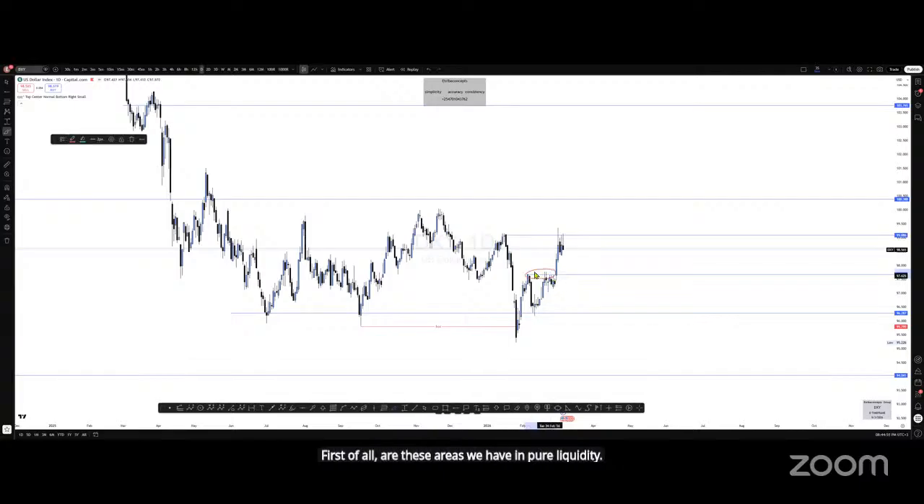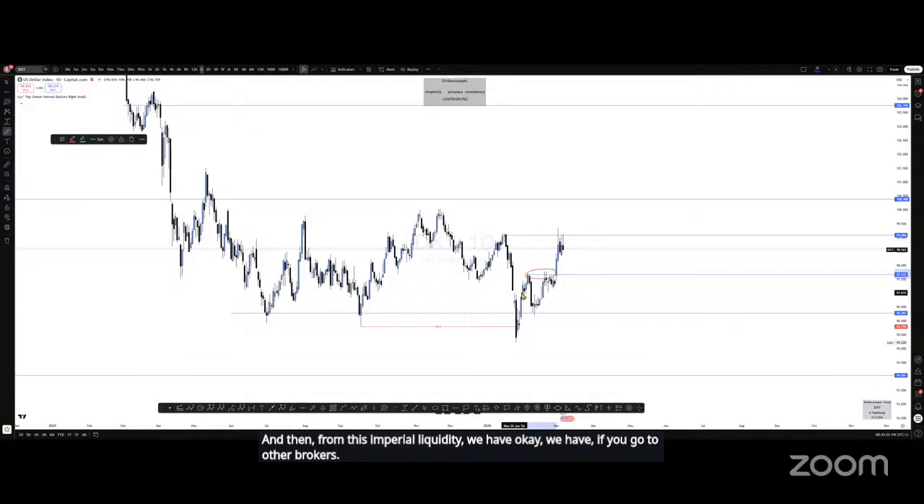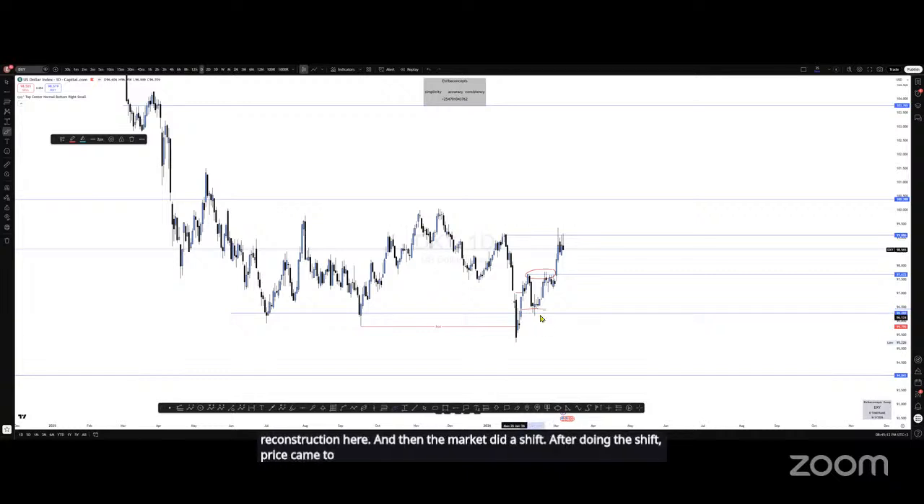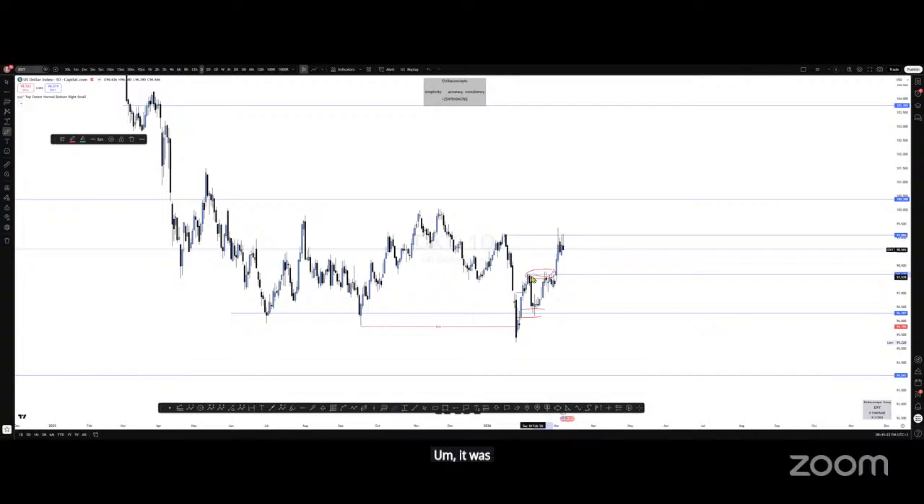And then from this impure liquidity, if you go to other brokers, clearly we had a high here that caused this low, this high. There's a break of structure here. And then the market did a shift. After doing the shift, price came to retest. There was also impure liquidity, and then it came and broke this. But before it broke this level, we could see a lot of reaction happening here. And it was like price was being rejected a couple of times before the market broke to the upside, right?